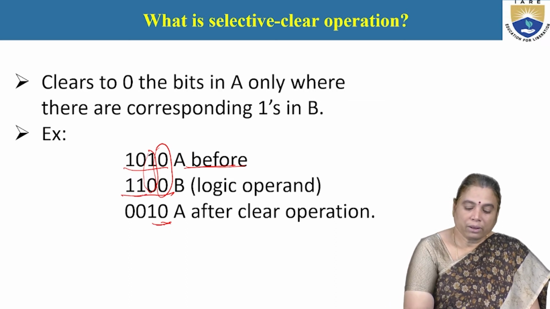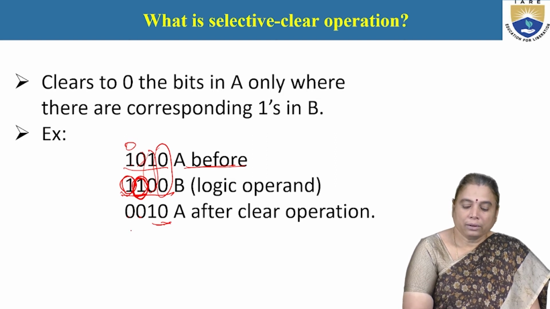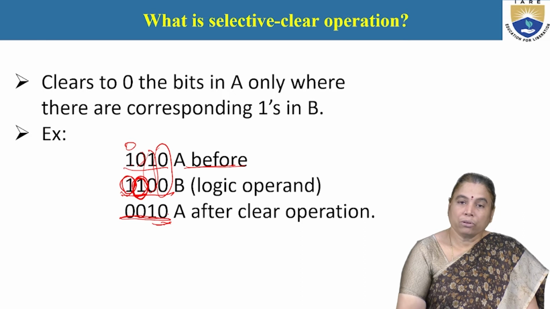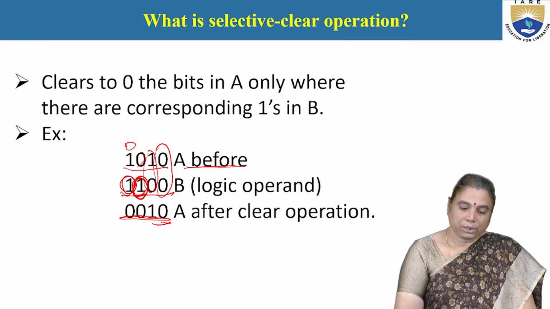So in the third bit, if you compare here, it is the 1 value. So the corresponding bit can be cleared, but here it is 0. So 0 can be used here. But in case of the next bit, there is a 1 value in the B, so the corresponding bit in the A can be cleared. So 0 can be copied here. So after performing selective clear, the A register value can be 0010. So this is the selective clear operation.